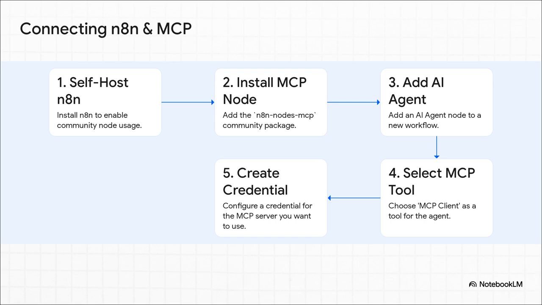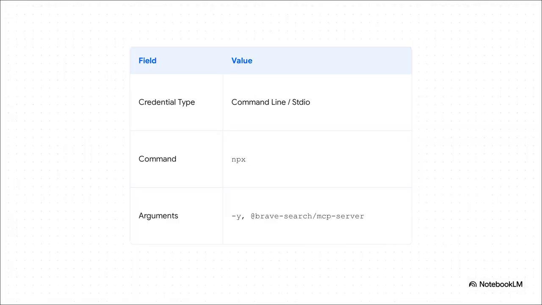The most important part is this. You just add the MCP client as a new tool for that agent. That's how you point it at whatever service you want it to talk to. And here's a real-world example of what that setup looks like.